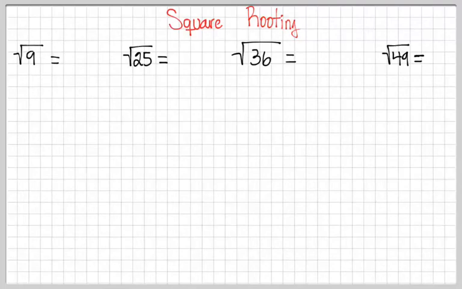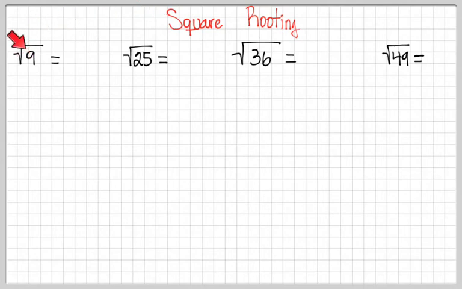Okay, ladies and gentlemen, so this video is going to be about square rooting. So what I want to go over here is, first of all, how we square root these type of numbers, which is pretty simple. But then also how we square root other numbers. These numbers are simple, and the reason they are simple to square root is because they are perfect squares.